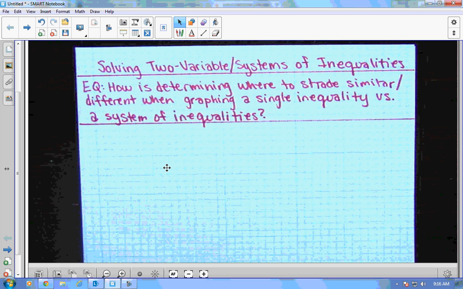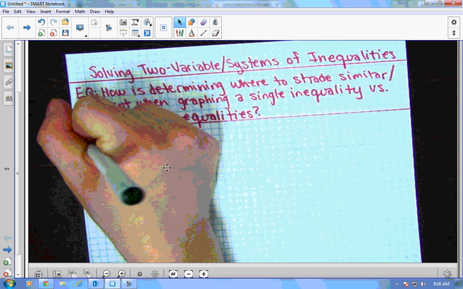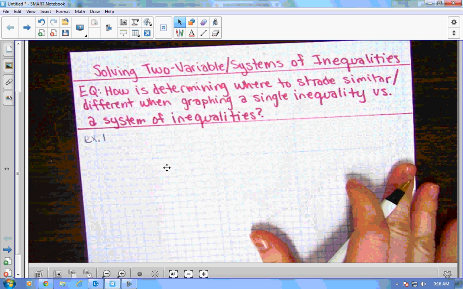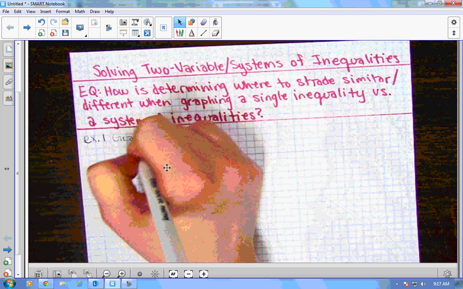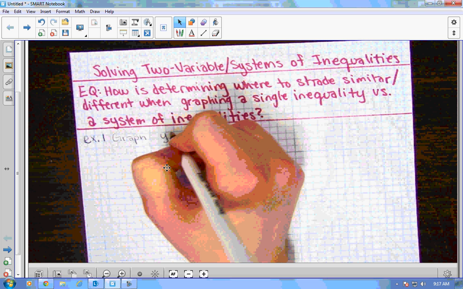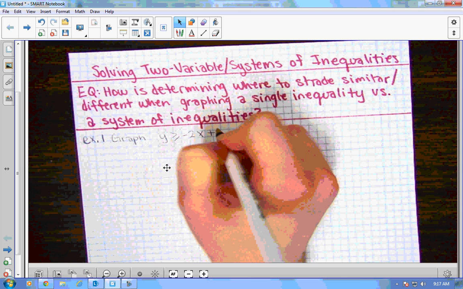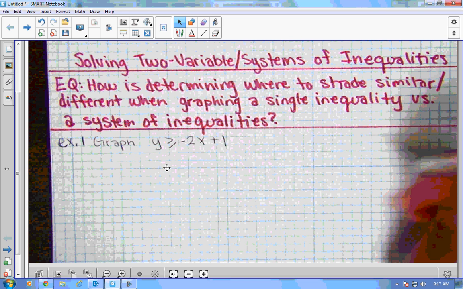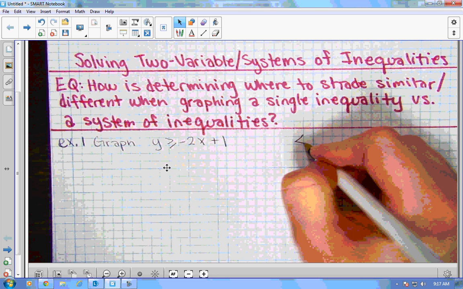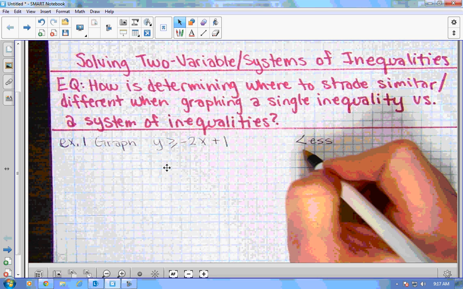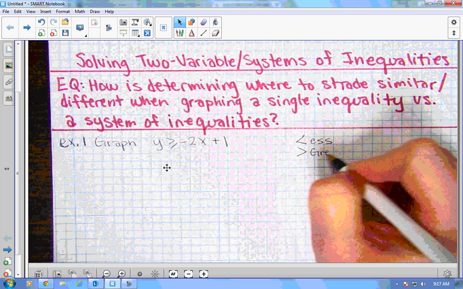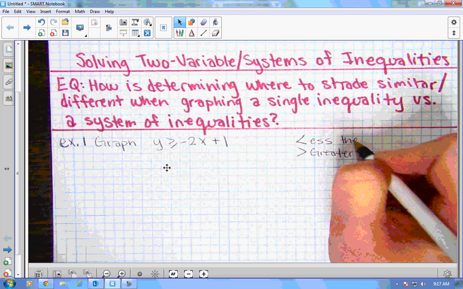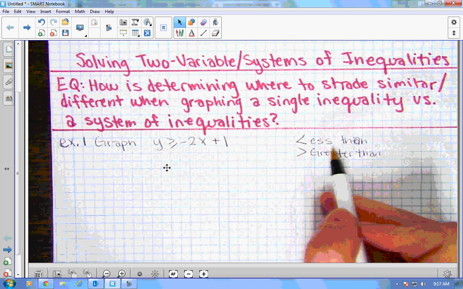Okay, so the first example, we're going to learn how graphing inequalities works. So example 1, we're going to graph y is greater than or equal to negative 2x plus 1. Remember that symbol is less than, this symbol is greater than. If it looks like an L and you can put ESS in it and it spells less, then it's less than.